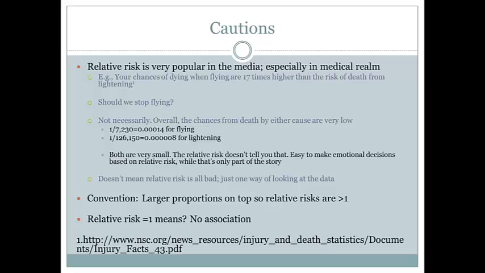A couple of other points. By convention, most times when people compute the relative risk, they put the larger proportion on top so they get relative risks greater than 1. It's not always the case, but that's frequently the case. And finally, keep in mind, what does a relative risk of 1 mean? That means no association. If the proportions are exactly the same, you'll get a relative risk of 1.